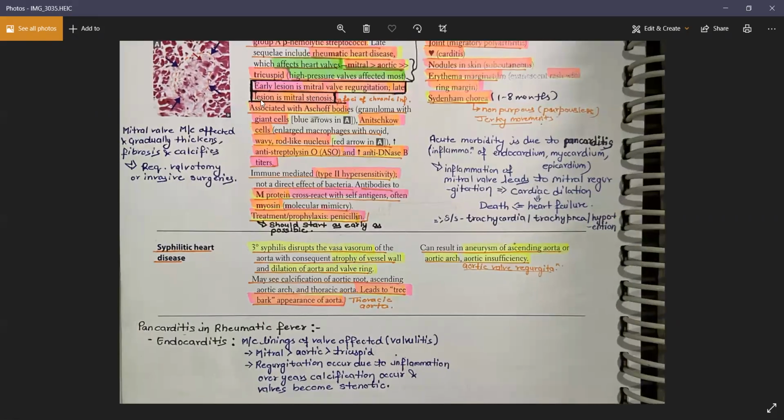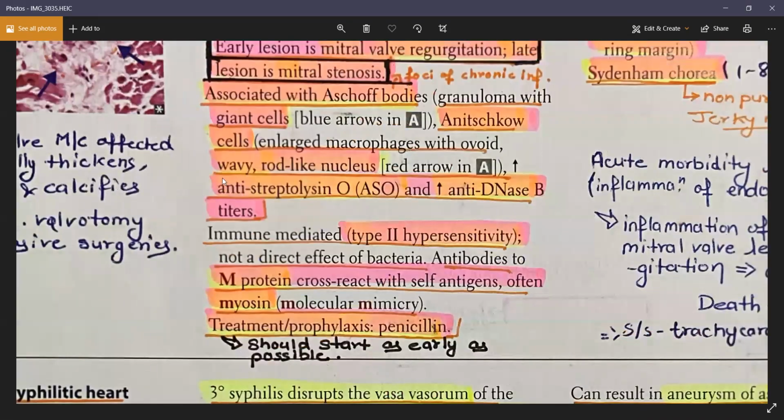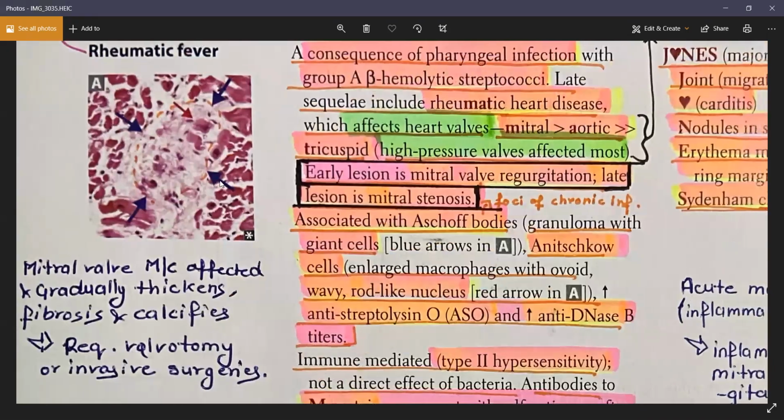Same thing First Aid has described here, the Aschoff cells, the Aschoff bodies, the rod-like or caterpillar-shaped nucleus. This is the granuloma of the myocarditis in case of rheumatic heart disease. And this whole thing is known as the Aschoff body. And it has some caterpillar-shaped cells. If you try to zoom in, I think you can see that somewhere. They have a caterpillar-shaped nucleus, and these are the Aschoff cells. Okay, like this. These are the Aschoff cells.